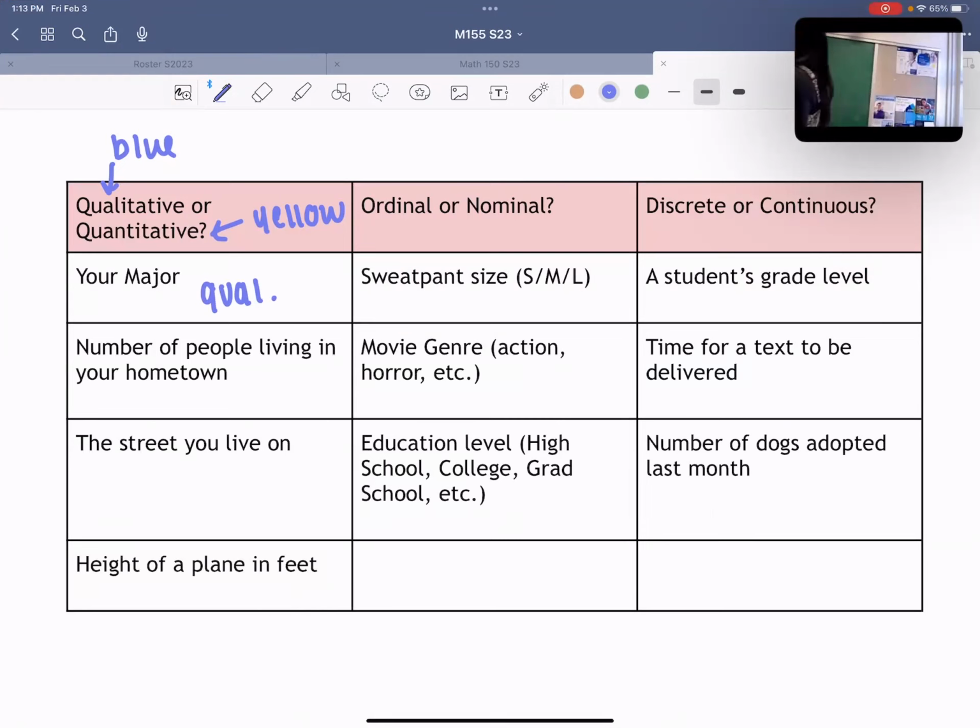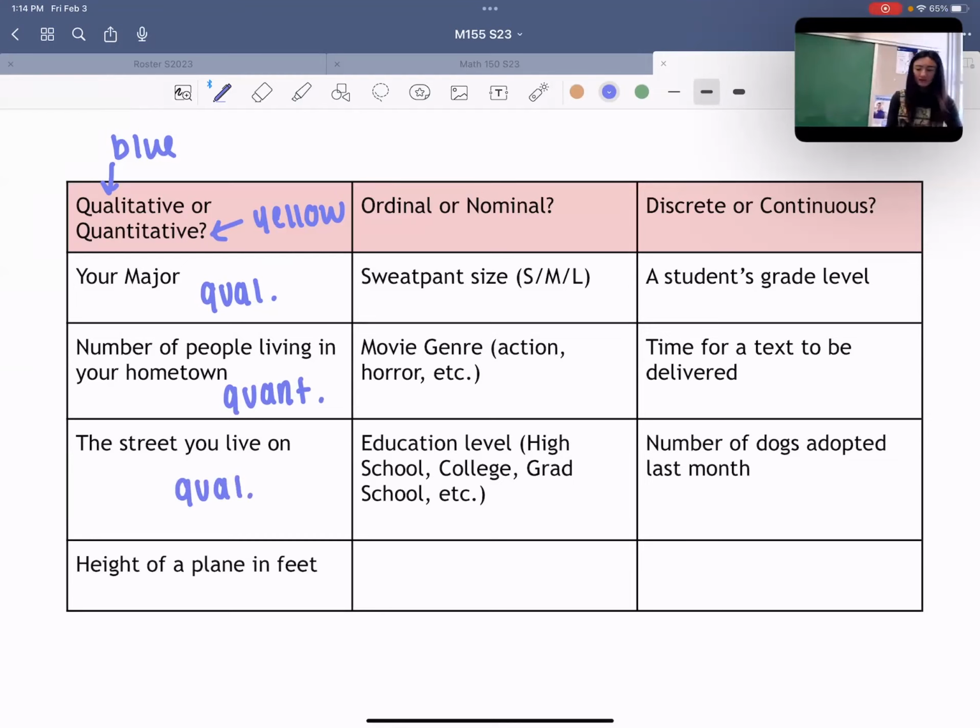It's a number, right? The number of people, it literally says number in it, right? So that's got to be quantitative. All right, I think I'll stop asking people to explain. Blue or yellow, the street you live on? Lots of blue, right? Because the street you live on is a word, right? Usually the name of a street is a word. So I'm going to say qual.